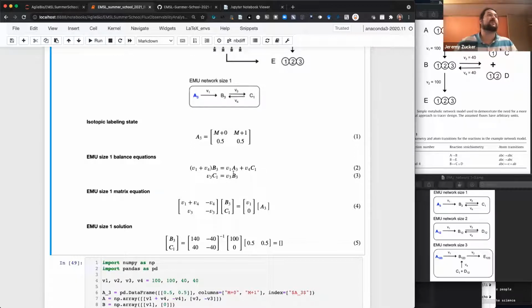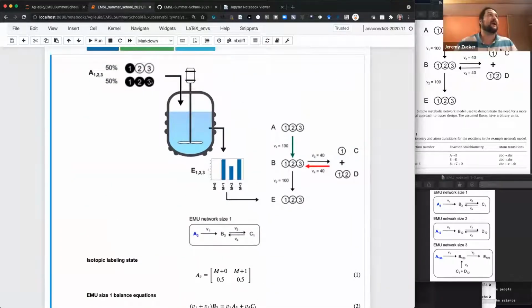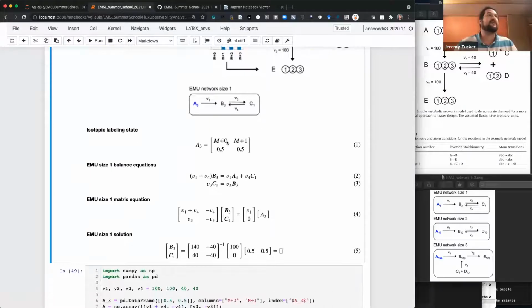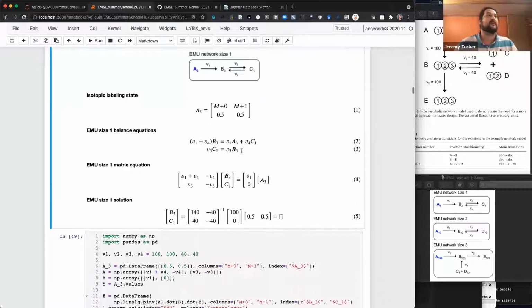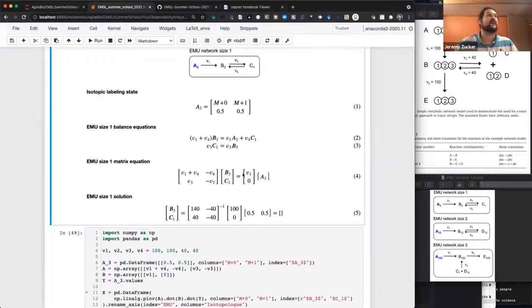So now we're going to rearrange these so that all the things that we're trying to solve for, B3 and C1, are on one side of the equation. And A3, which is the one thing that we know, we've got a measurement for that. It looks like A3 is 50% unlabeled and 50% one labeled. That's what we show right here. So we're going to take these numbers and solve for B3.